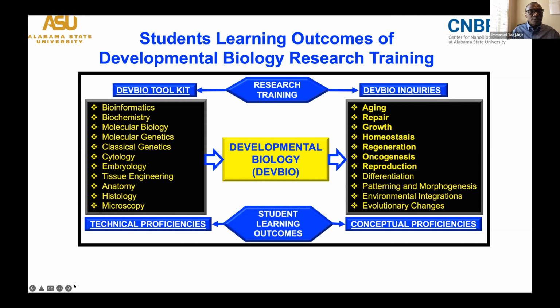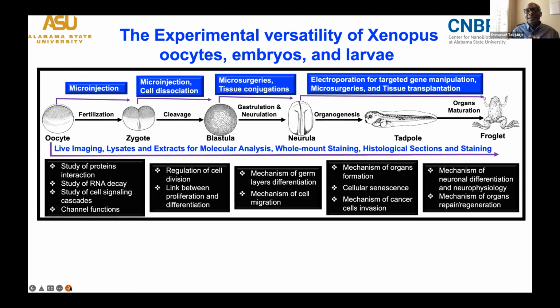And why Xenopus? Xenopus is a very elegant model organism. The embryo develops outside the mother, which means it is available for manipulation at every stage, from the egg all the way to the froglet stage. There is a panoply of manipulations that you can perform at every stage of development, and also a panoply of processes that you can study using embryos at different developmental stages.